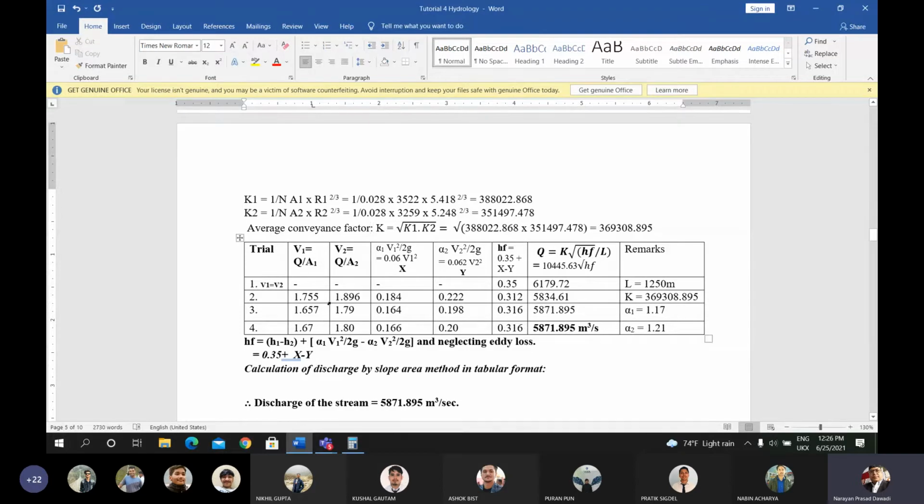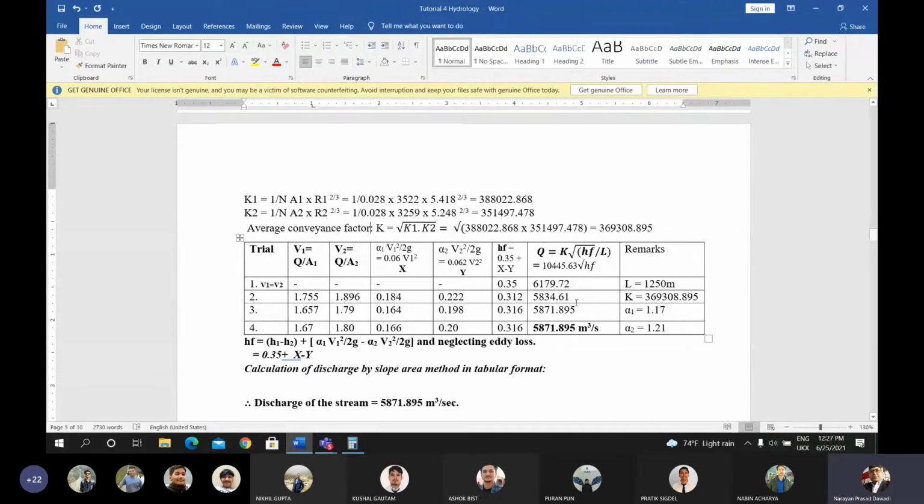Okay, after knowing V1 and V2, use this equation here: 0.06 V1 square first and 0.062 V2 square second. This is the x value and this is the y value. HF will be 0.35 plus x minus y. You will get the value of 0.312. And now with the known value of HF, the discharge will be 10,445.63 under root HF. You will get the discharge value of 5834.61 meter cube per second.